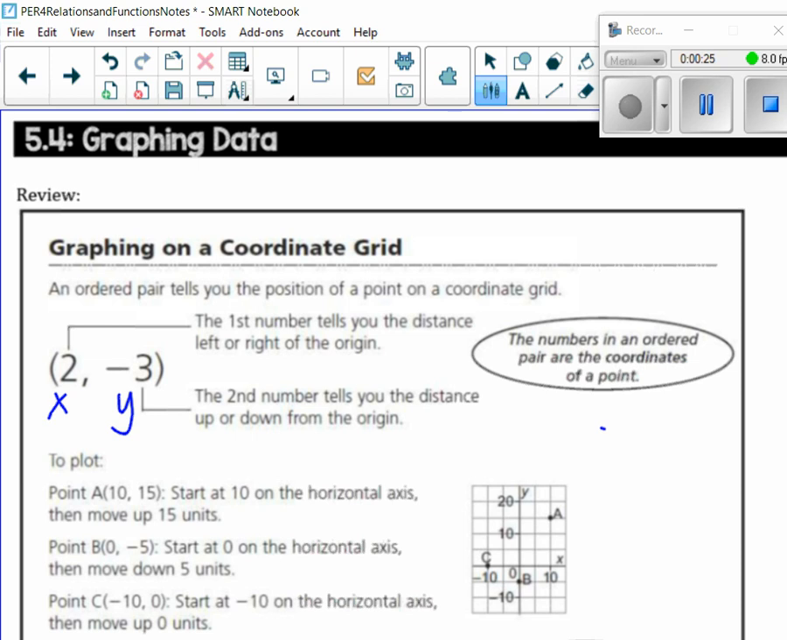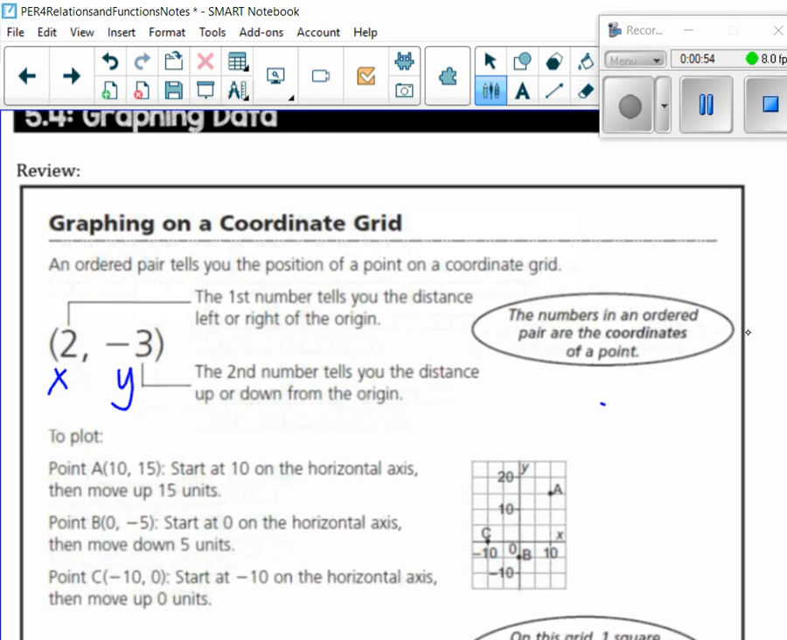And for instance, to plot 10, 15, you would start at the origin, go 10 to the right, 15 up, plot. If I want to go 0, -5, 0 means I don't go left or right. -5 means I'm going 5 down. Point C, -10, 0, that means I go 10 to the left from the origin and I don't go up or down. So that's where I get my C.